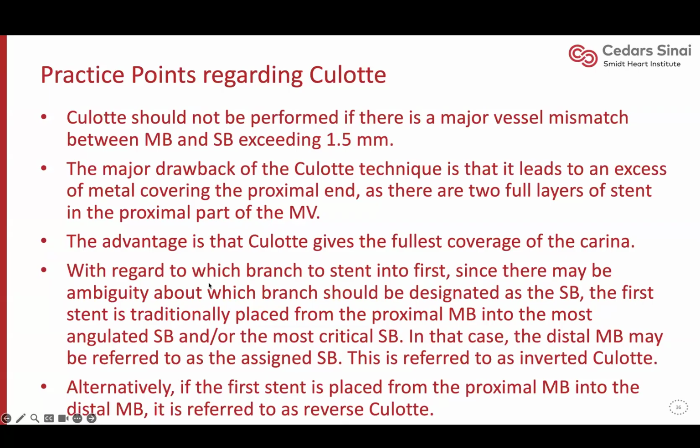With regard to which branch to stent into first, since there may be ambiguity about which branch should be designated as a side branch, the first stent is traditionally placed from the proximal main branch into the most angulated side branch or the most critical side branch. In that case, the distal main branch may be referred to as the assigned side branch. This is referred to as inverted culotte. Alternatively, if the first stent is placed from the proximal main branch into the distal main branch, then it is referred to as reverse culotte. So that's the difference between inverted culotte and reverse culotte.